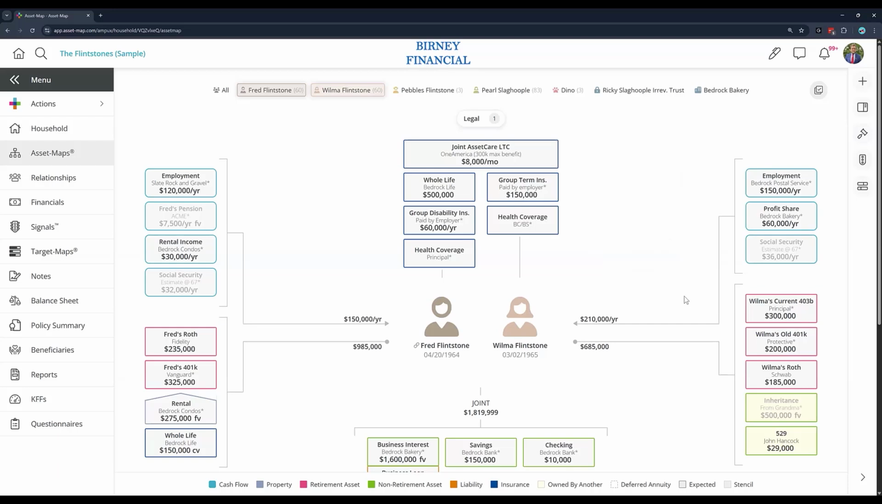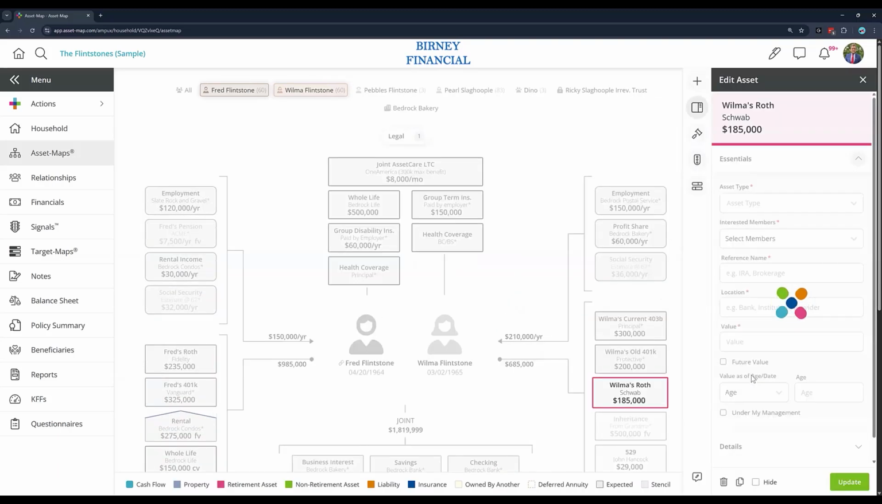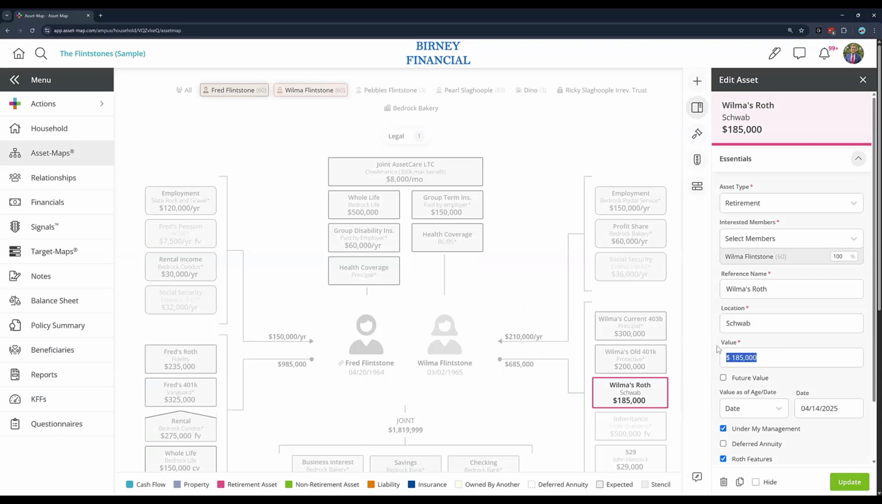And I still do this to this day. I've been doing it for 9 years this way. It's not going to change anytime soon because it never takes me longer than a couple of minutes to simply pull up the accounts I manage. In this case, let's say it's Wilma's Roth at Schwab. Open it up, check that current value. Let's say, oh, on my other monitor, I see it's up to 188. Enter in 188 right there, make that value today's date, and then click update. That took me about 3 seconds.